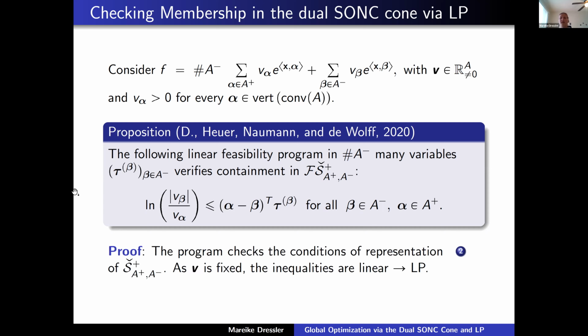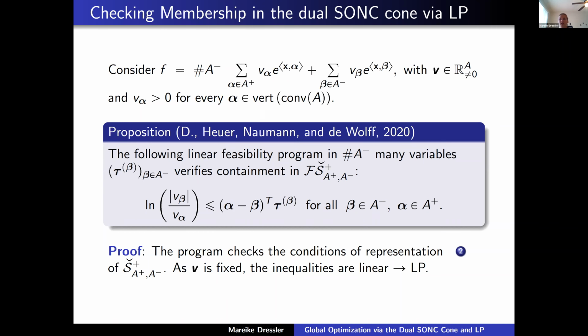And the way we prove that, or rather the proof idea, is to use this second representation of the dual SONC cone, namely using this lifted version, because this tau, these variables here of this feasibility program are exactly these linear auxiliary variables. Maybe one word, because you might say, oh, this is maybe not linear, right? Because we have here the logarithm, but since we fix the zignomial, clearly the coefficients are fixed. So this expression here is really then just linear in tau, which leads to a linear program.